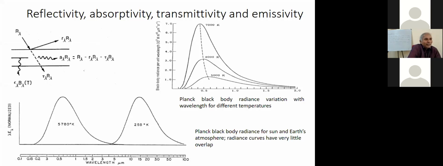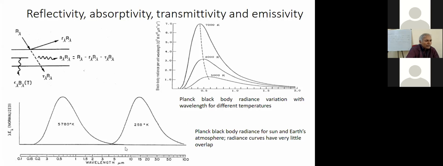Now, if you take the Earth's atmosphere, we can say it has a typical average temperature of 255 Kelvin. So this would be the Planck radiance for the Earth's atmospheric system. From about 0.16 micrometer to about 4 micrometer is the solar part of the spectrum, which we call shortwave radiation. The longwave radiation corresponds to the radiation emitted by the Earth atmospheric system, which goes from 4 micrometer to about 100 micrometer.